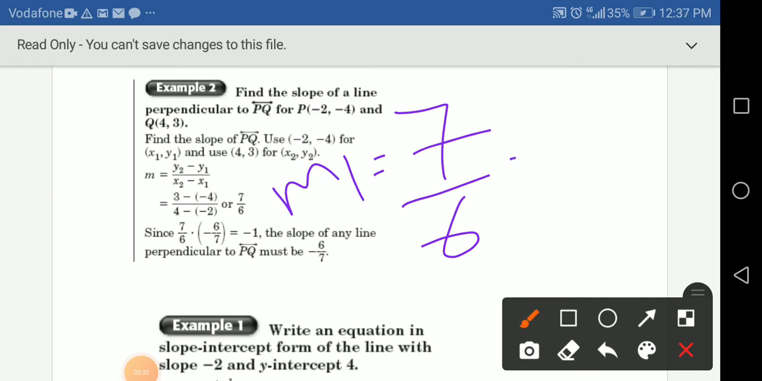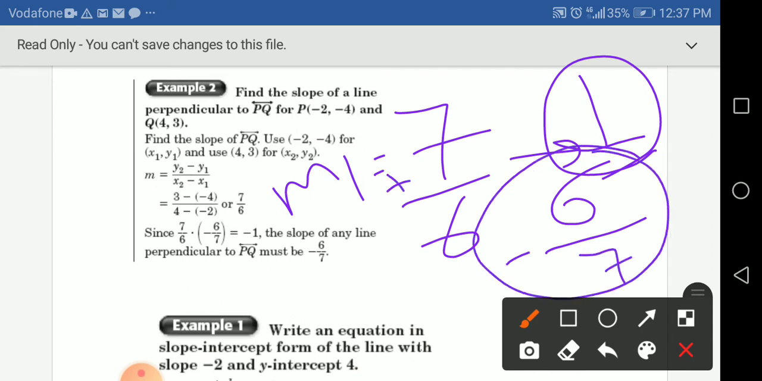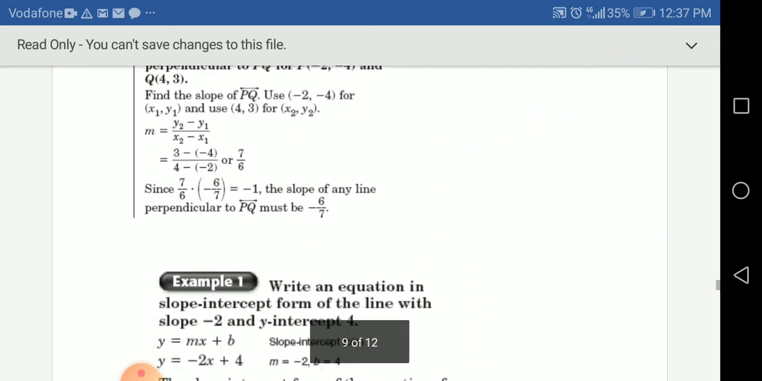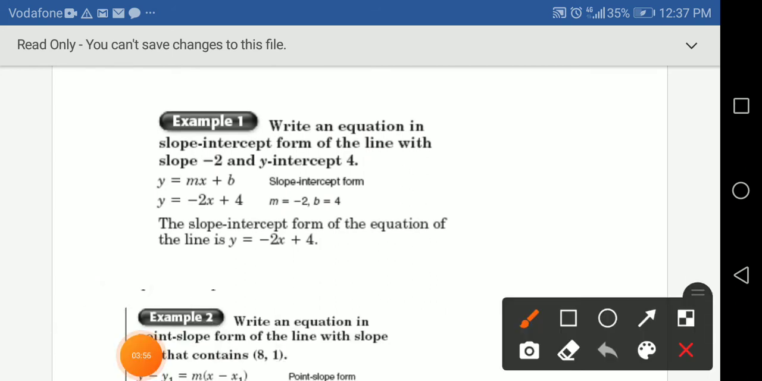What's the second slope? Perpendicular to the second line. When I say perpendicular, so okay, make them upside down. Here 6 over 7, and we have this is positive, so make it negative. So the second slope is -6 over 7. Okay, guys? Okay, write an equation. He asks me to write an equation. This equation in the form of slope intercept form, I have mentioned this before.